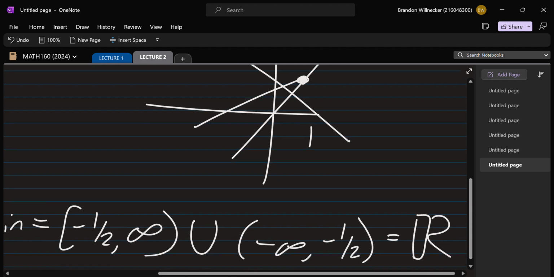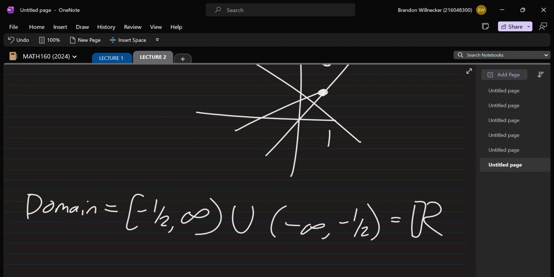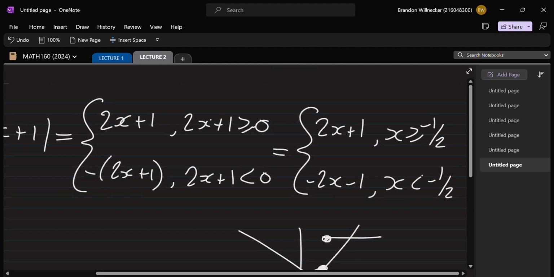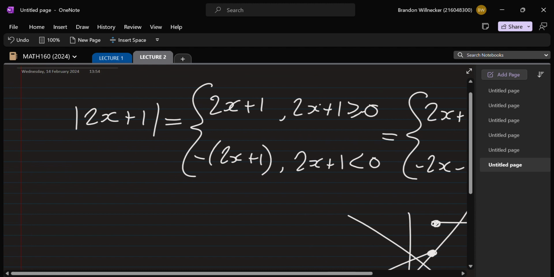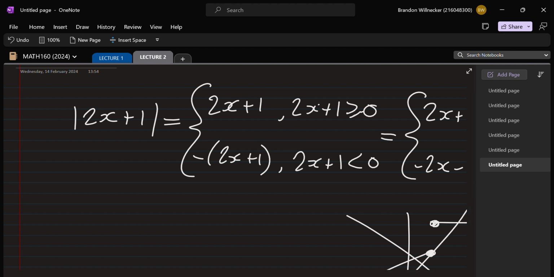Okay, so that's the domain. Same thing as we did last time. We look at the subdomains, we take the union of the subdomains, we get the full domain. Okay, last bit, looking at the range. Now, we could do a whole long calculation and so on. We could sketch it, but finding the range is actually very easy. Why? Because it's the absolute value of something.